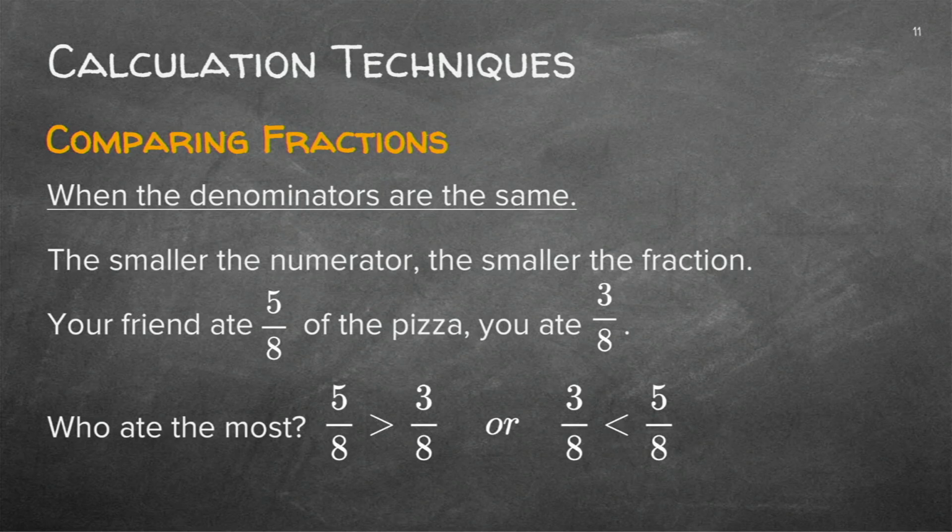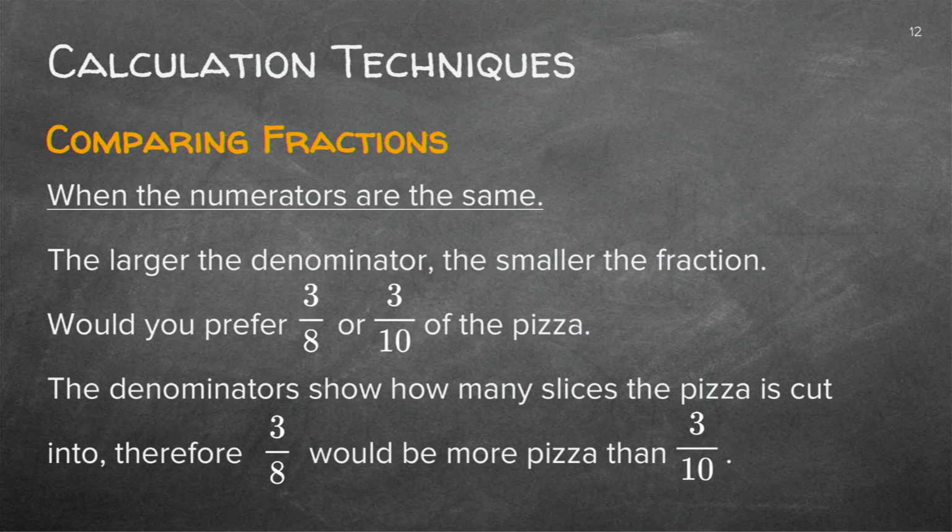When the denominators are the same. So I got a pizza, divided into 8 slices. Your friend eats 5, you eat 3. Easy. So that means you've eaten more than your friend, which is 5 over 8 is greater than 3 over 8, or you can write it the other way around.